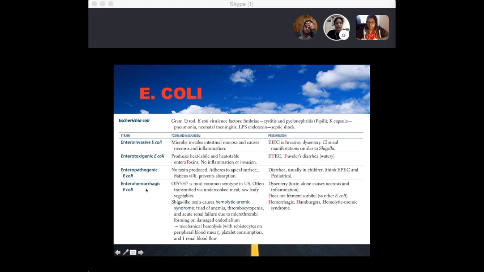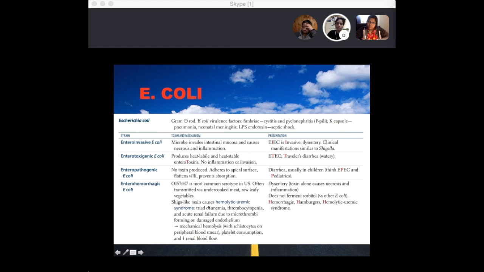Now, EHEC, or enterohemorrhagic E. coli. EHEC is commonly transmitted by undercooked meats, so hamburgers commonly, and it does cause bloody diarrhea. It does not ferment sorbitol, and the toxin that it creates is one that inhibits the 60S ribosomal subunit, which is our Shiga-like toxin, and the Shiga-like toxin causes hemolytic uremic syndrome.